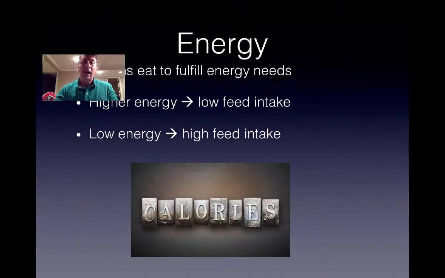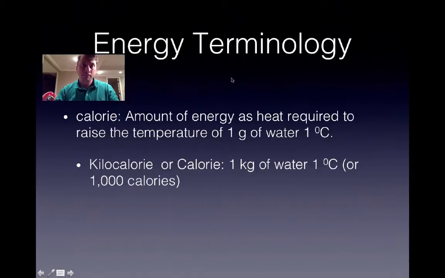And so if the diet is very high in energy, so if it has a higher energy value, caloric value, the chicken will eat less. If it has a lower energy value, caloric value, the chicken will eat more. And so when you are doing your feed formulations, all of the nutrients have to be in line with the amount of energy that's in the feed.